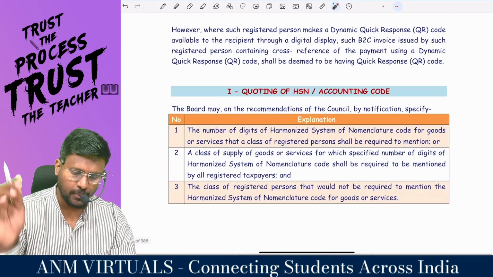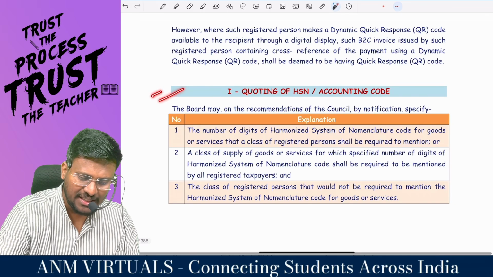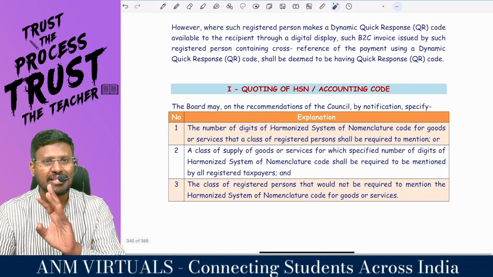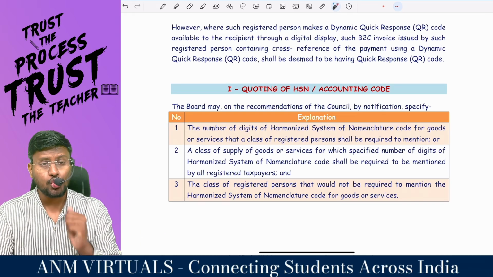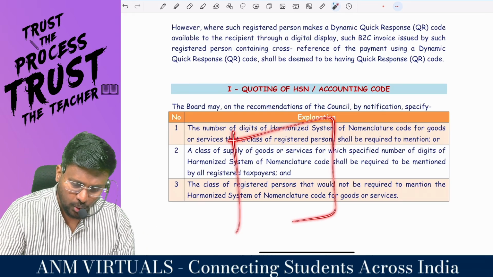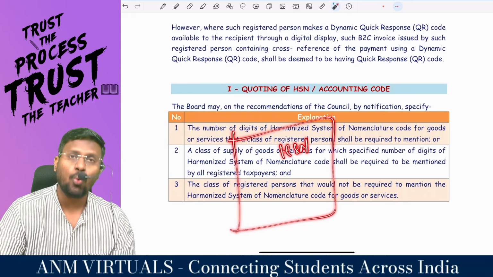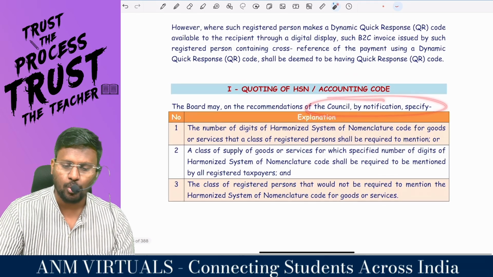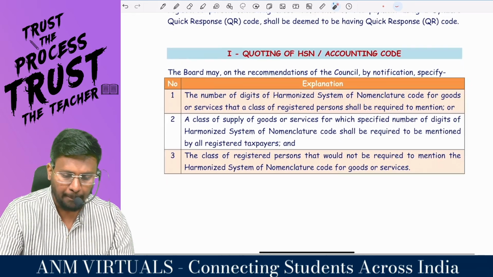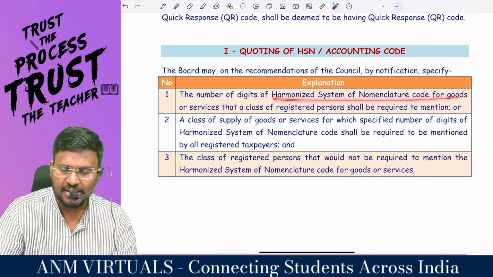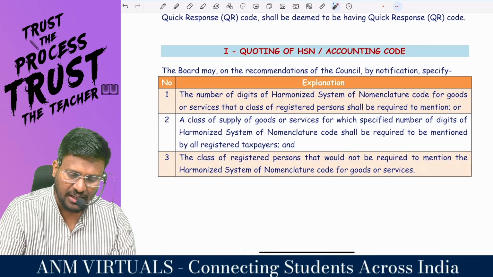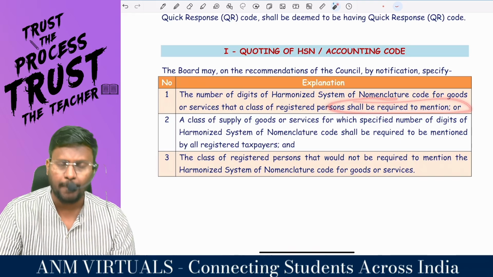This is one piece of information we got. Next, quoting of the HSN number or accounting code. HSN stands for Harmonized System of Nomenclature. Who should quote the HSN number in an invoice? What is the criteria is the question. The Board may, on the recommendation of the Council, by notification, specify the number of digits of the Harmonized System of Nomenclature code for goods or services that a class of registered persons shall be required to mention.